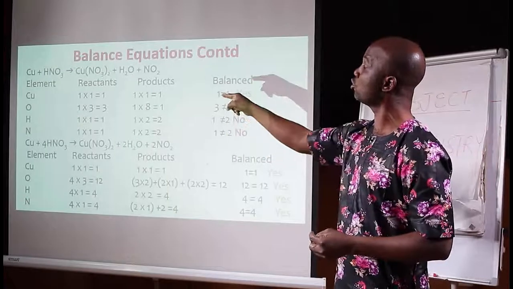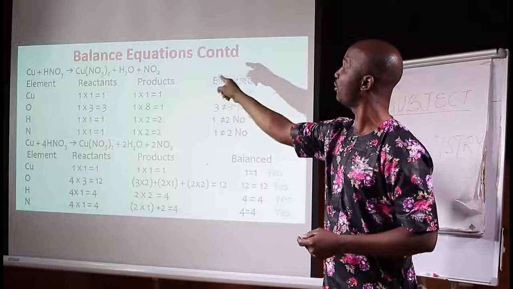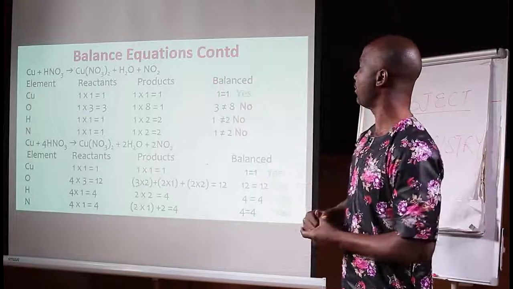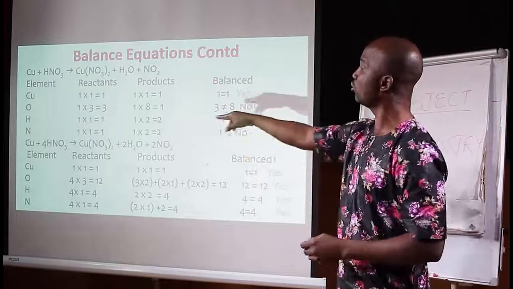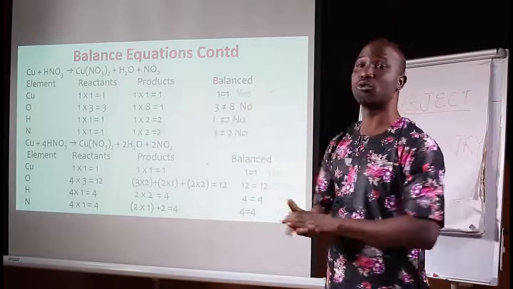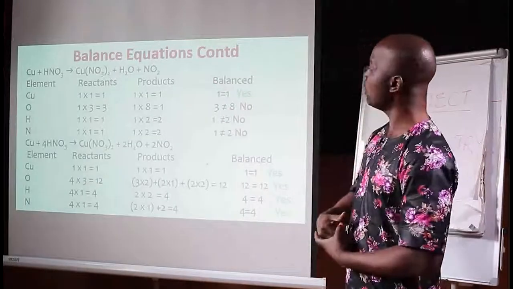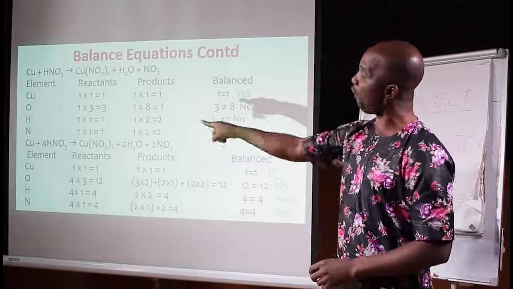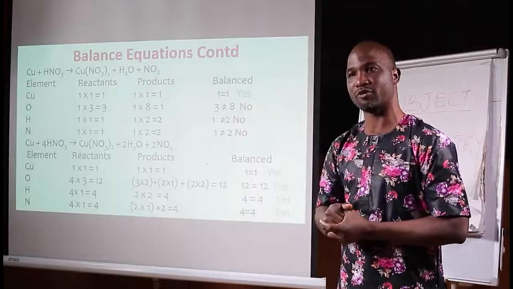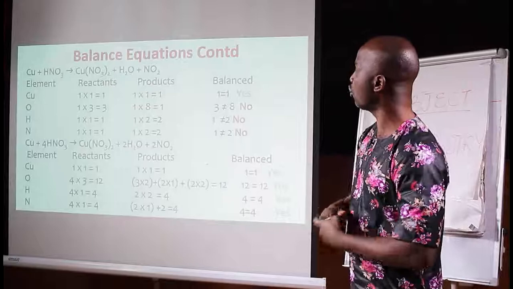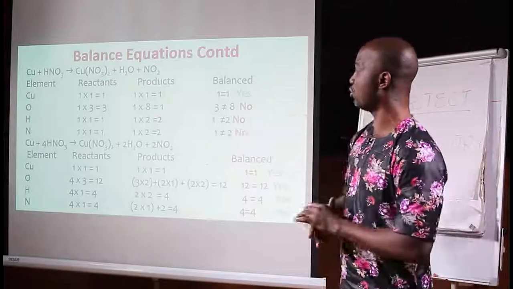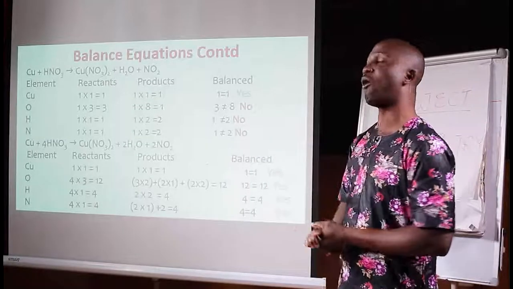How do we get 8? 2 times 3 plus 1 plus 2 will give you the 8 we are talking about. So it's not balanced. Hydrogen is also not balanced and nitrogen is also not balanced. Now, how do we balance it? If we introduce 4 in front of the trioxonitrate 5 acid, you find out that we also introduce 2 to the water on the product side and 2 to nitrogen 4 oxide.